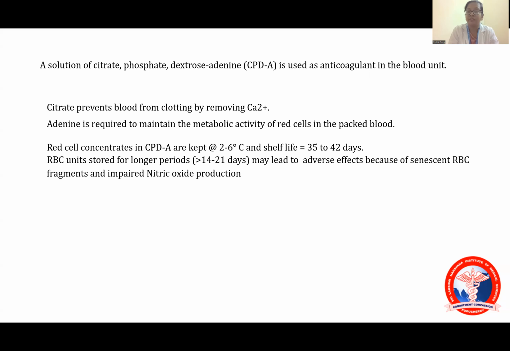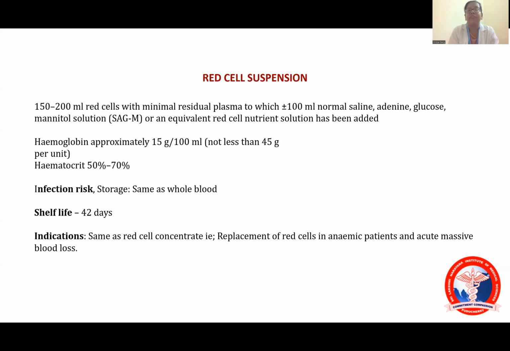Next component is red cell suspension. 150 to 200 ml of red cells with minimal residual plasma, to which plus minus 100 ml of normal saline, adenine, glucose, mannitol solution, that is SAGM, or an equivalent red cell nutrient solution has been added. That is called as red cell suspension. Hemoglobin approximately 15 gram per 100 ml, not less than 45 gram per unit. Hematocrit is around 50 to 70%. Infection risk and storage are same as that of whole blood and packed RBCs. Shelf life is longer than that of whole blood, that's around 42 days.